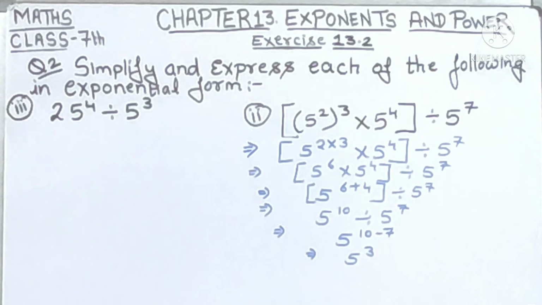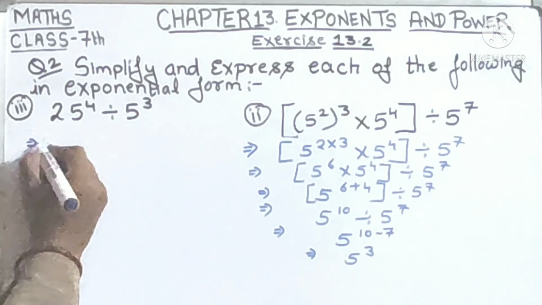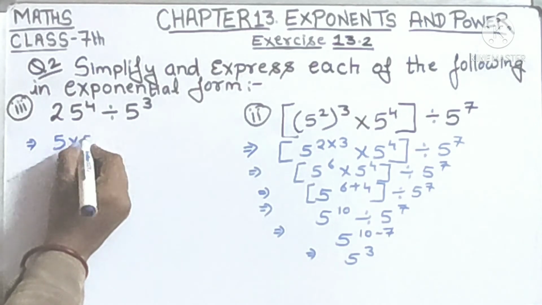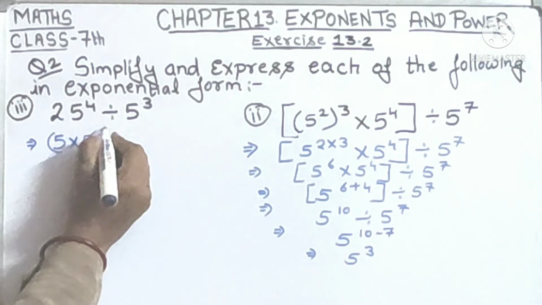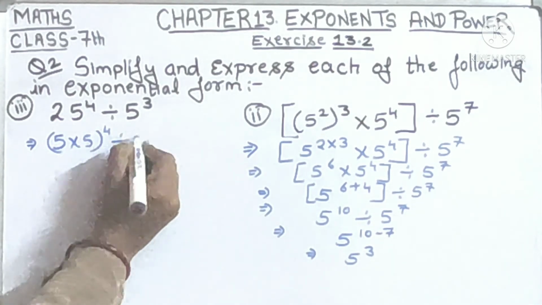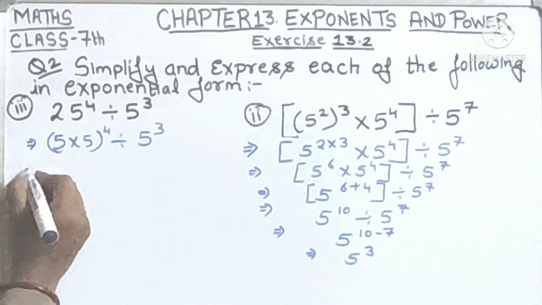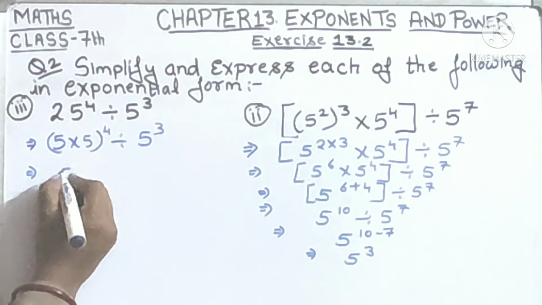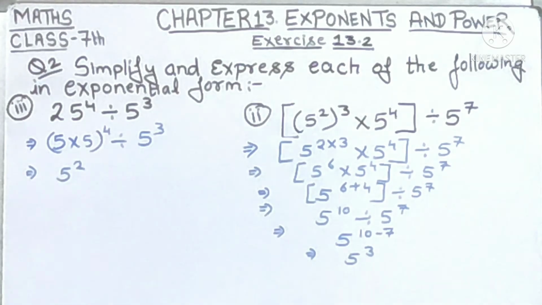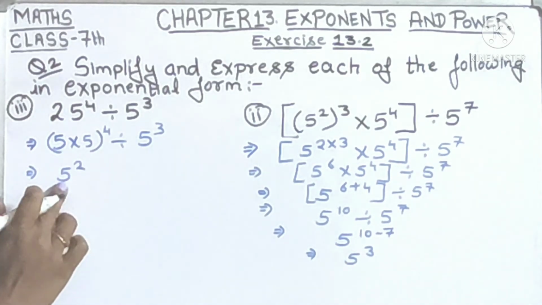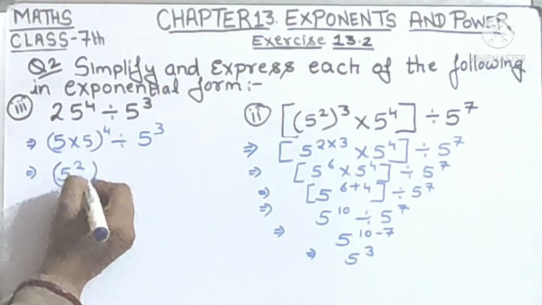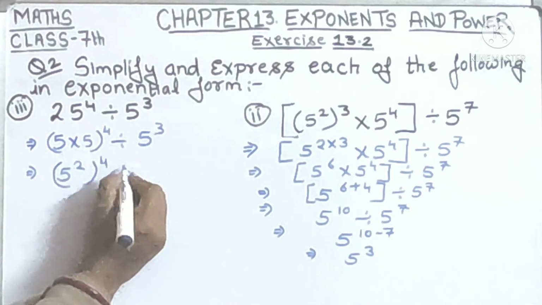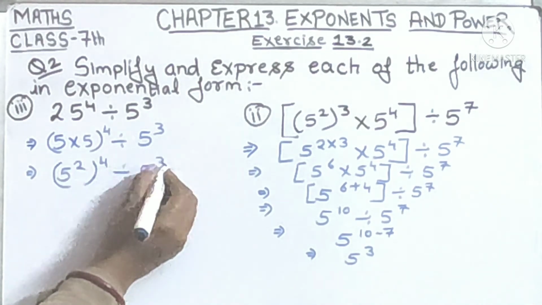The third one is 25^4 divided by 5^3. So here 25 we can break as 5 into 5. We can write it as (5 × 5) bracket close, and this power 4 as it is, divided by 5^3. Now this 5 into 5 we can write as 5 square. So (5^2) bracket close, and this power 4 as it is, divided by 5^3.